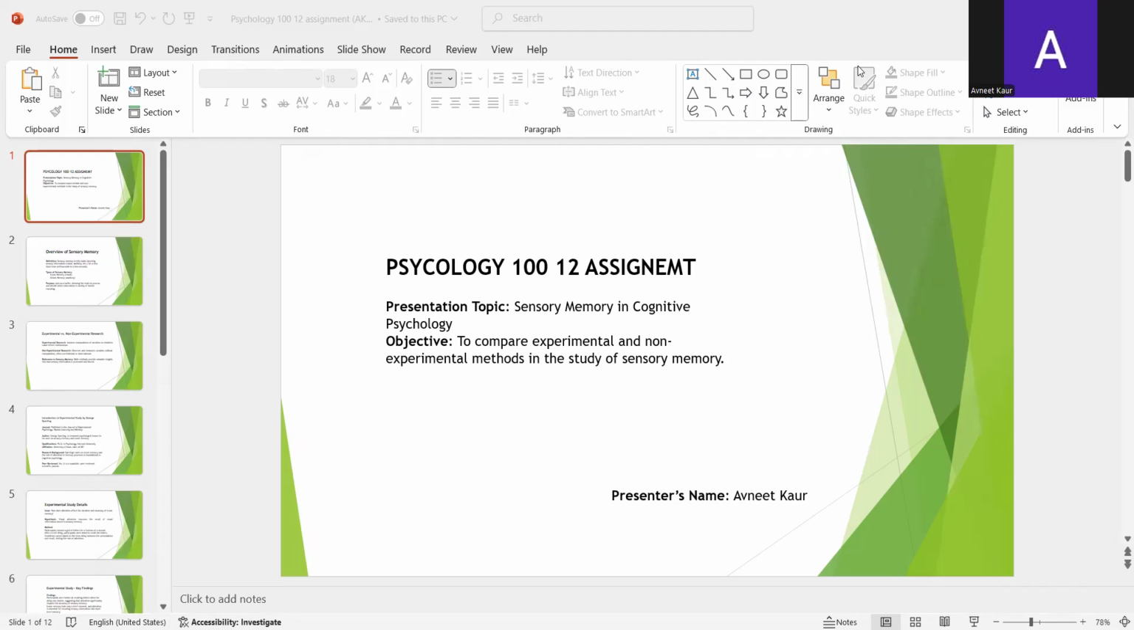Today I'm going to talk about my psychology assignment, which is based on the topic of sensory memory in cognitive psychology. The main objective of the assignment is to compare experimental and non-experimental methods in the study of sensory memory.